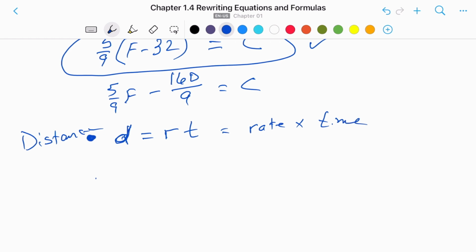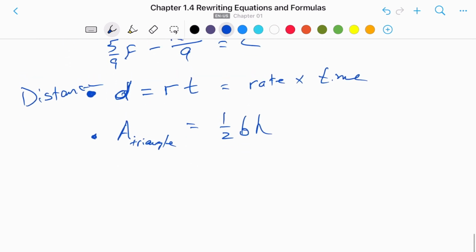And then you have another one. Area of a triangle. Anybody know that one? The area of a triangle is 1/2 times base times height. And then the area of a rectangle is length times width.